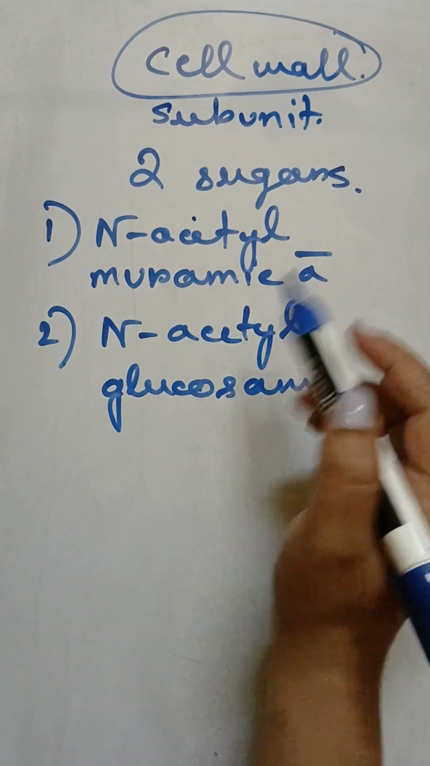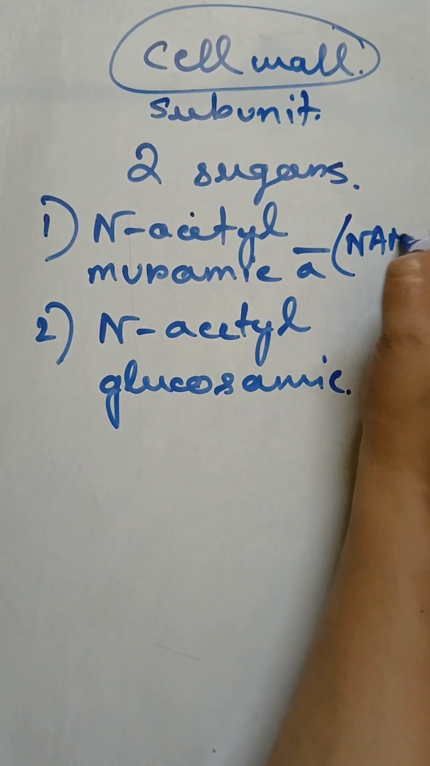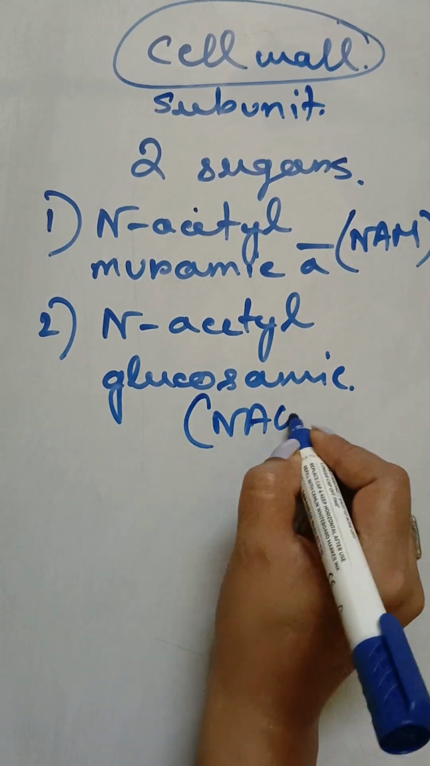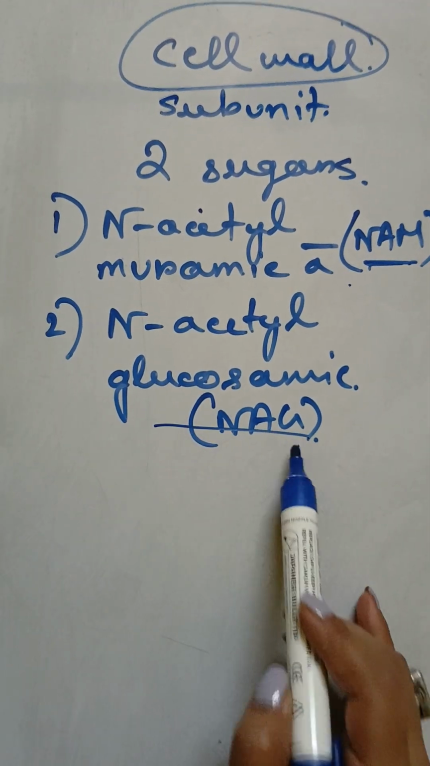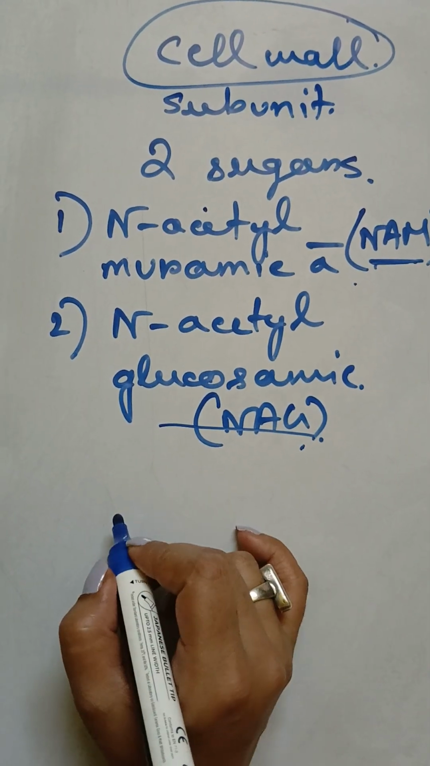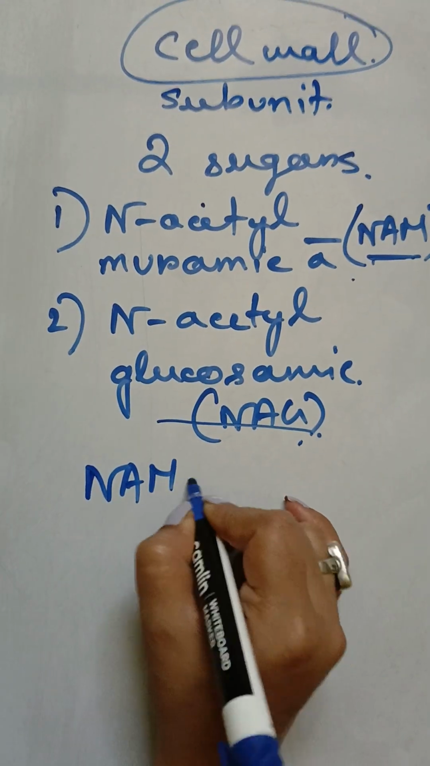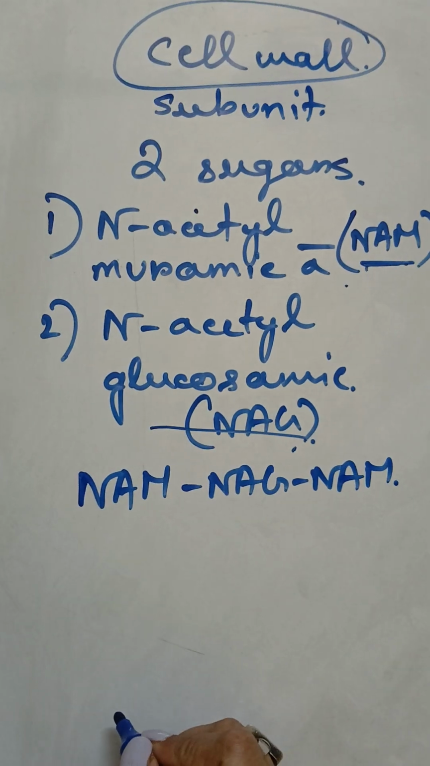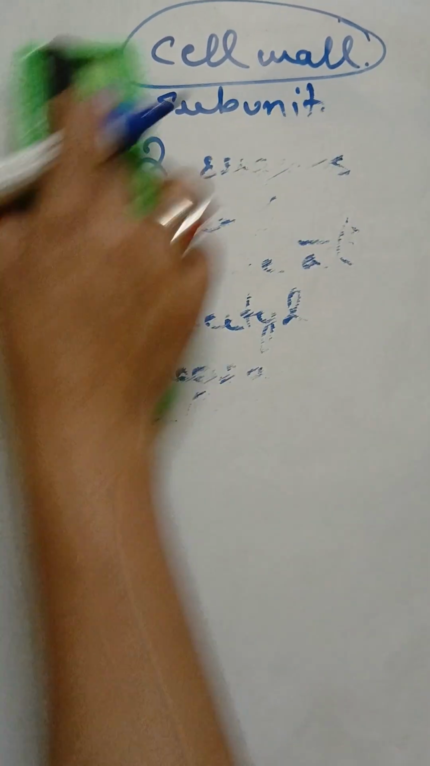Now the short form of N-acetyl glucosamine is NAG, and N-acetyl muramic acid is known as NAM. So NAM, NAG. So these two sugar moieties are alternatively present in the cell wall like this. So these are the basic sugar moieties which are present.